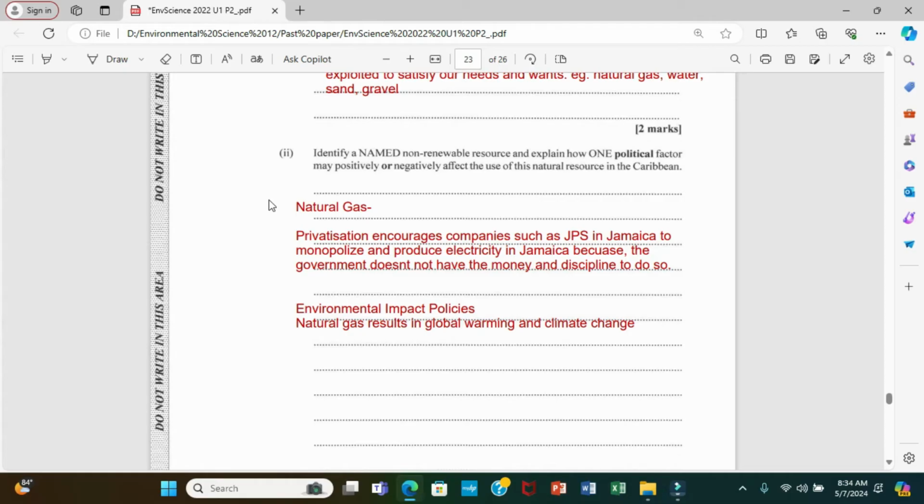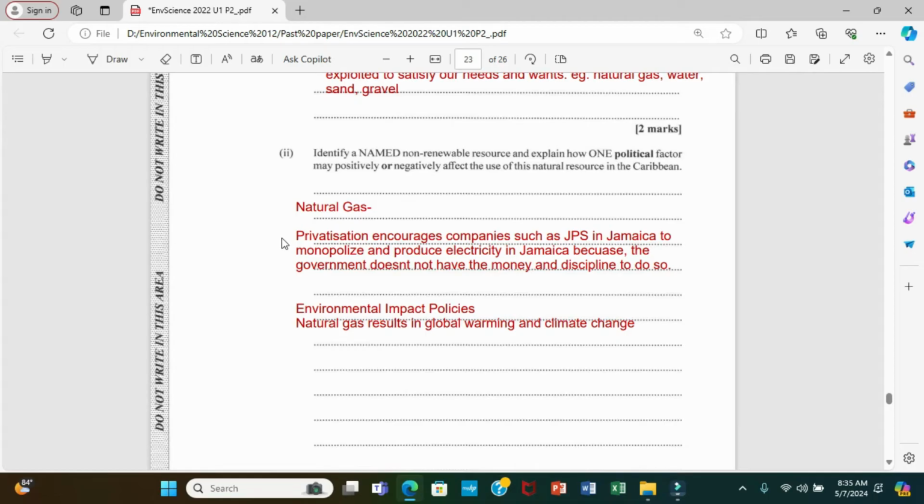Two, it says identify a named non-renewable resource and explain how one political factor may positively or negatively affect the use of this natural resource in the Caribbean. So, of course, we are familiar with natural gas. All right. Now, natural gas is used to produce electricity here, especially here in Jamaica, right? So the government doesn't have the money to be importing this natural gas in bulk. They might not have the skill.